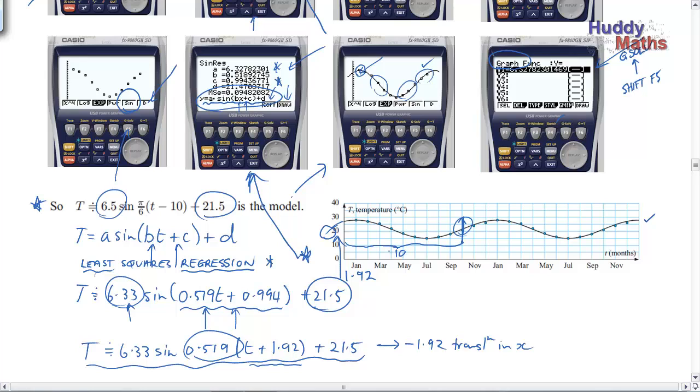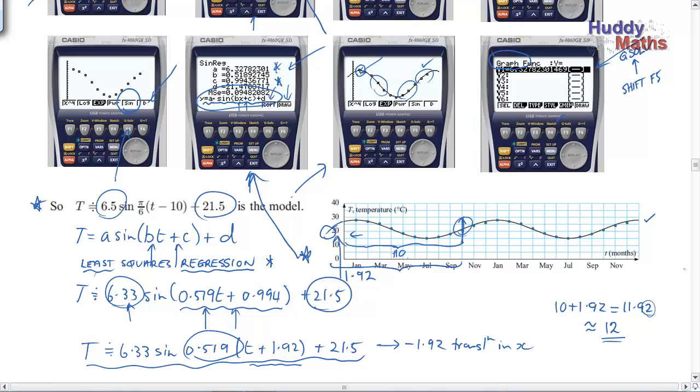Our model is out of kilter. Either we've said we've shifted it back 1.92 or forward plus 10. Let's add those two up. 10 plus 1.92 is 11.92. Because that should be overall a period's width, shouldn't it? Okay, and that is approximately the period, because our period of this function was 12. So allowing for slightly different ways of modelling, we have got slightly different numbers.